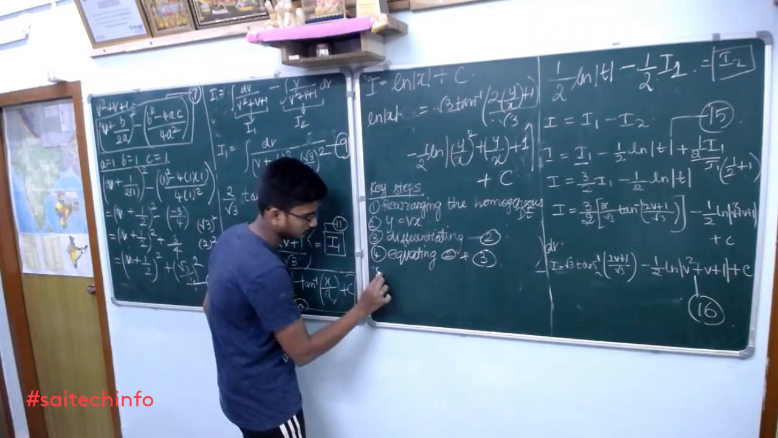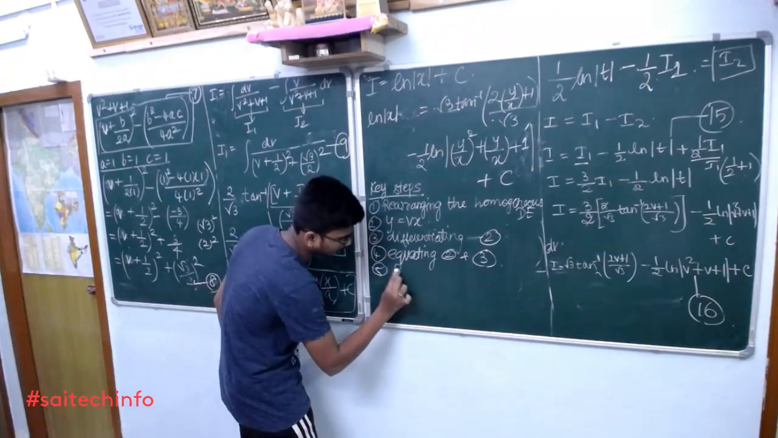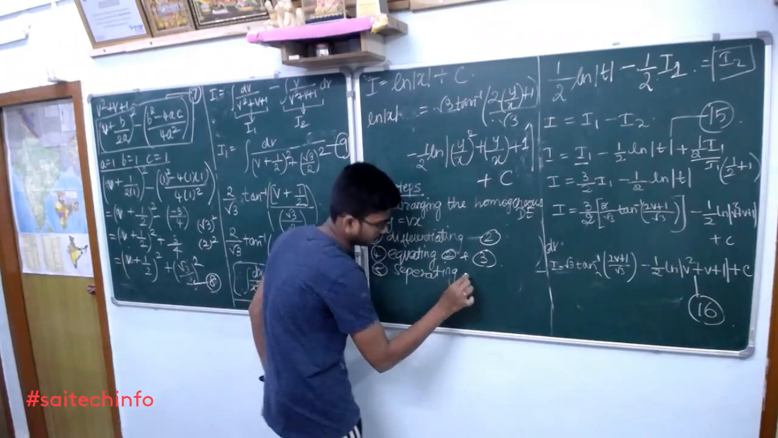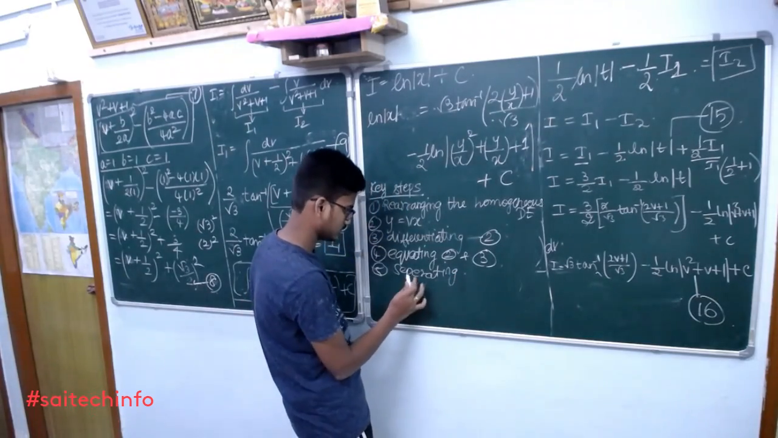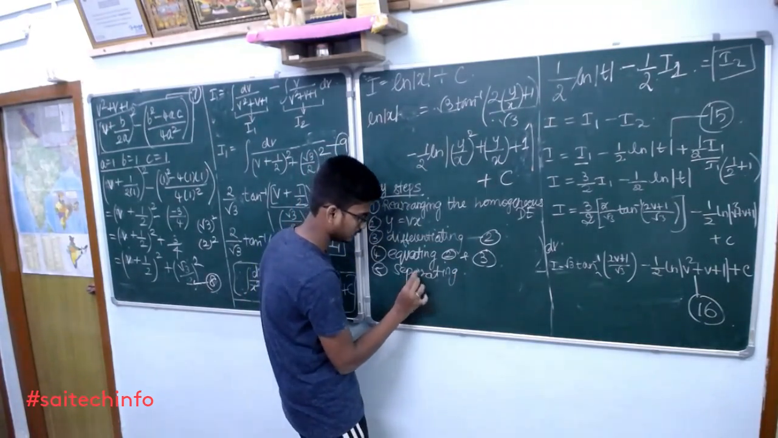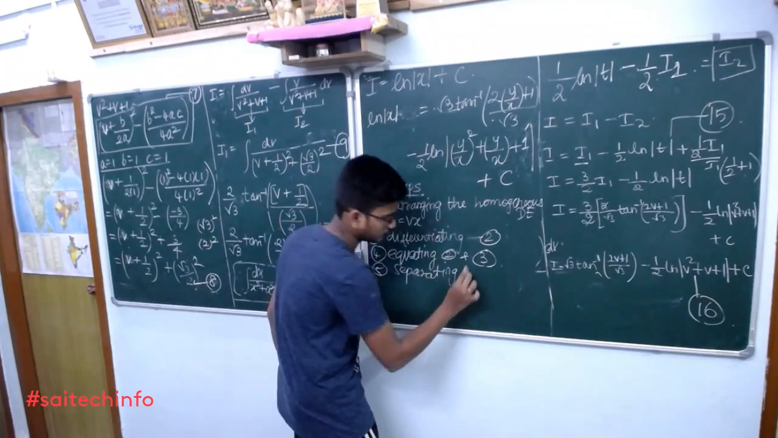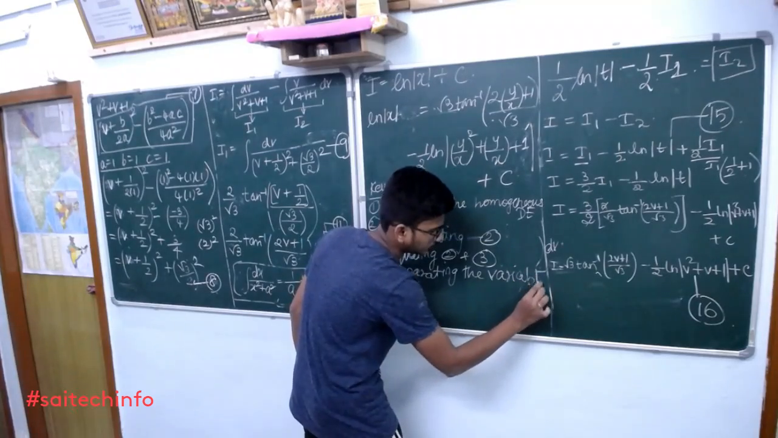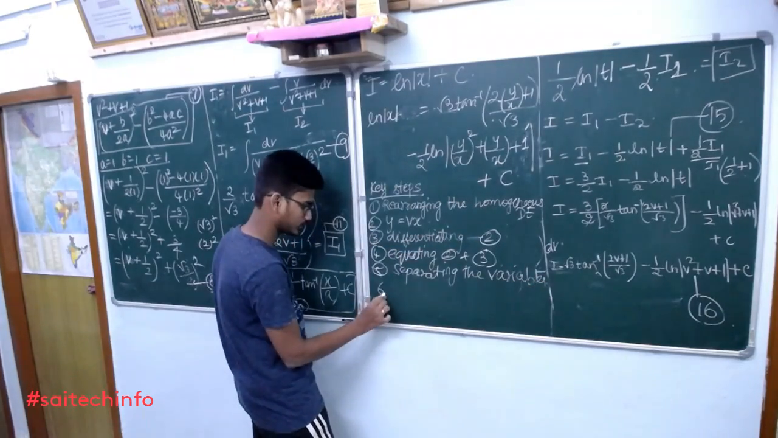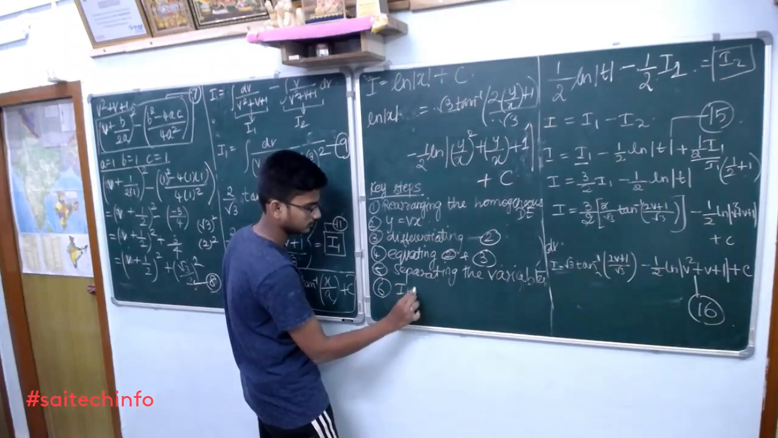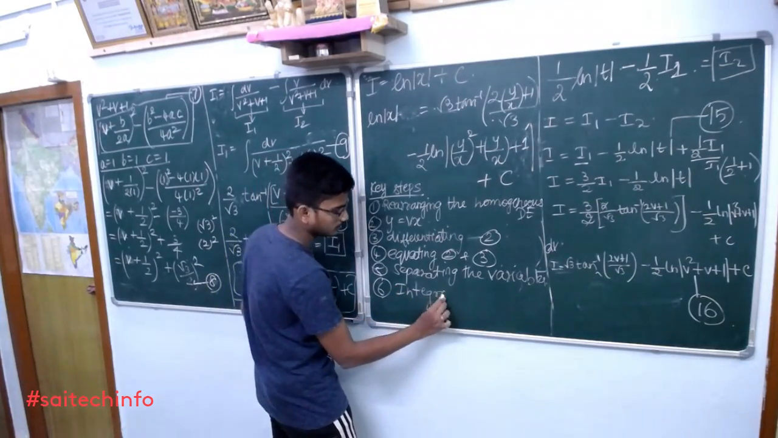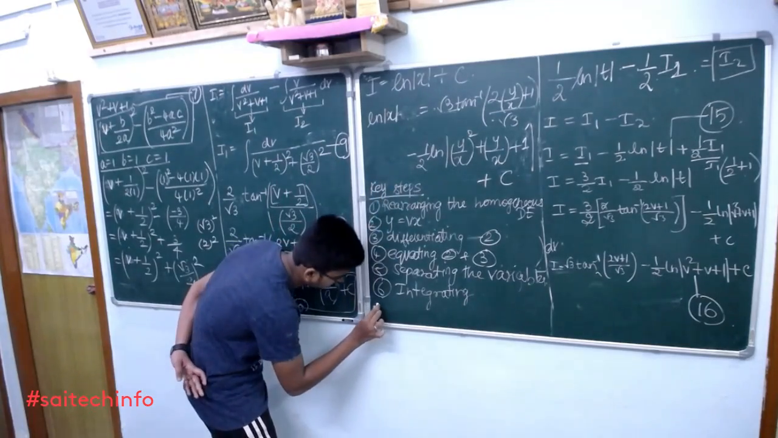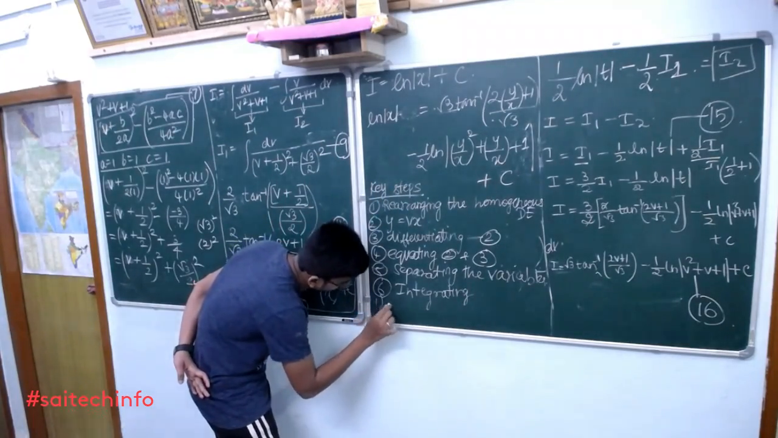Separating the variables now, then integrate. During integration, we adopt certain techniques. What are those integration techniques? Completing the square, applying formula, substitution, followed by the a square minus x square formula.